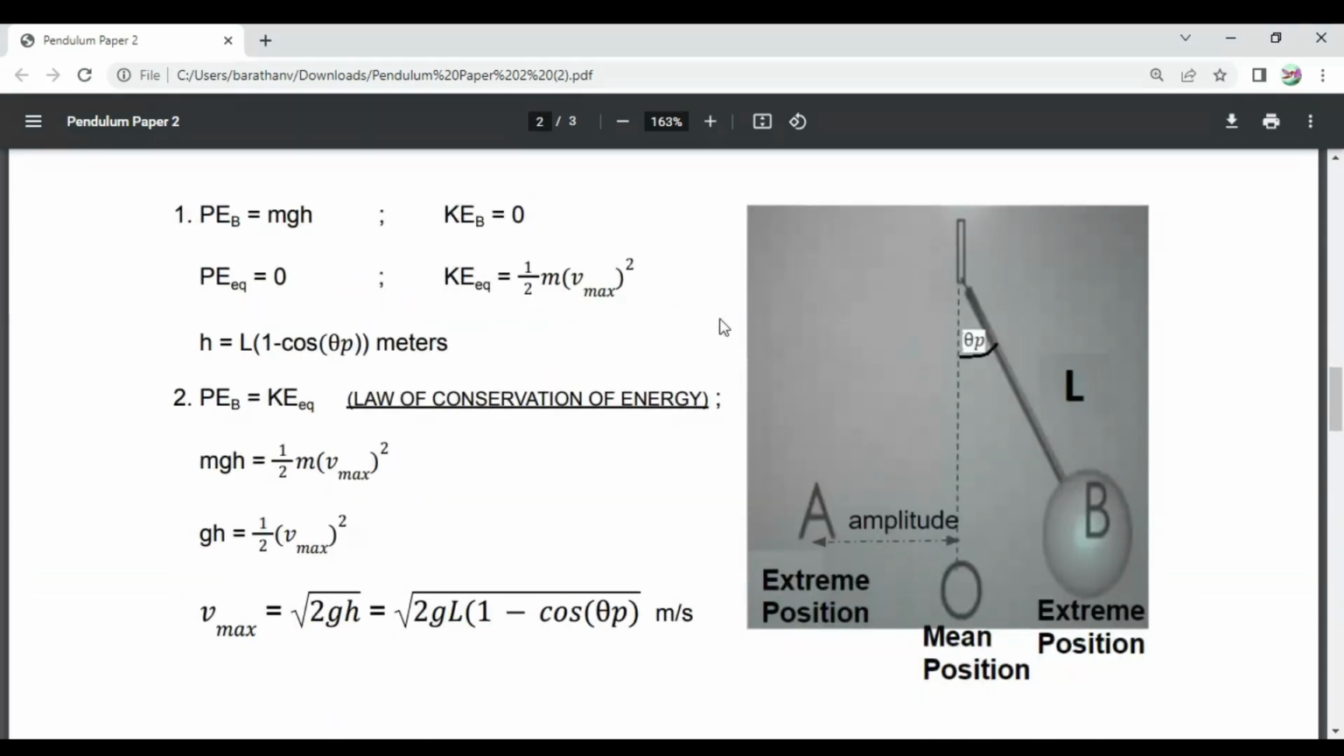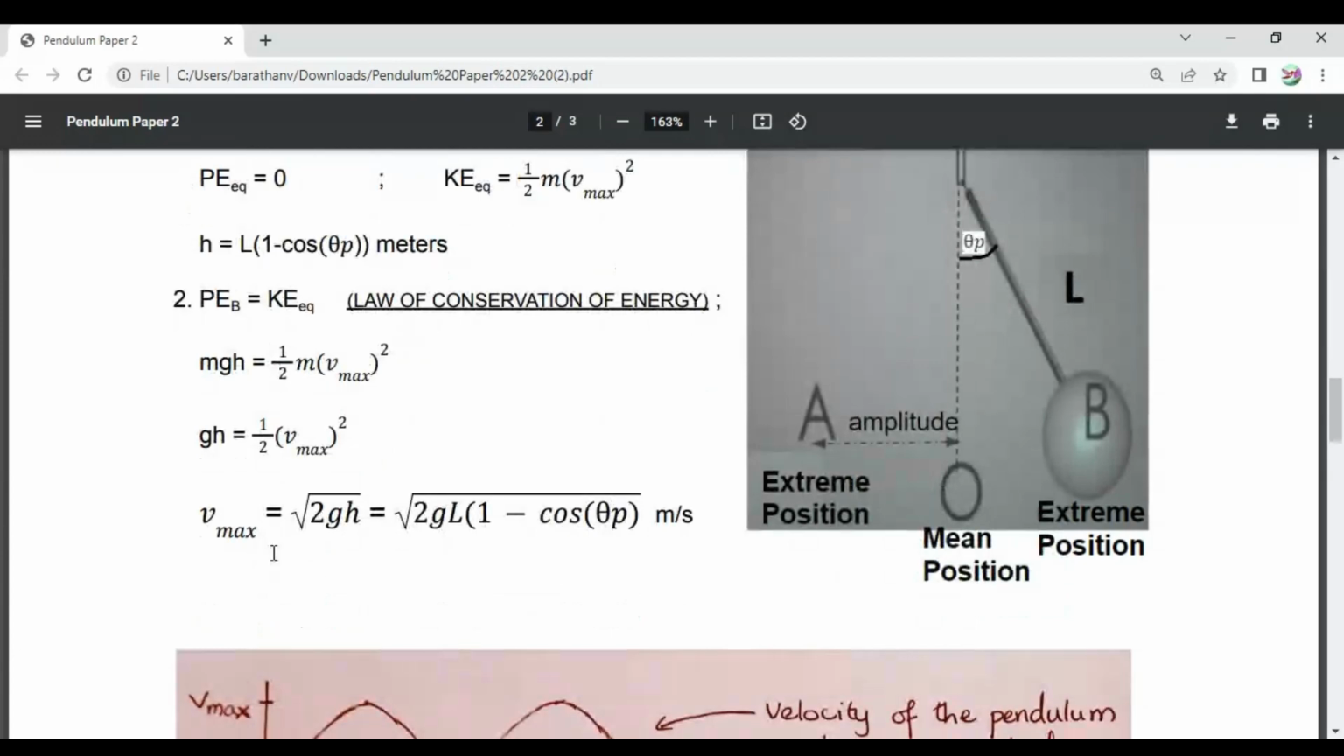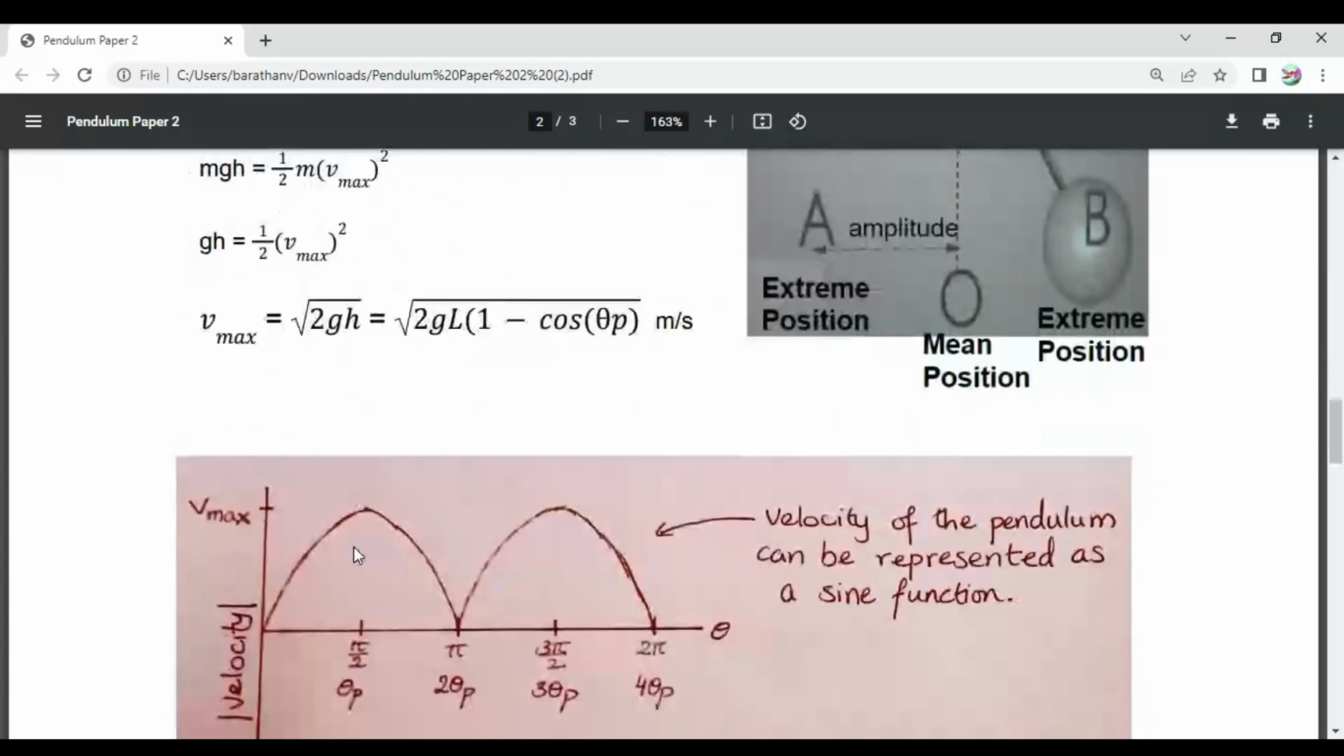Using the law of conservation of energy, which states that potential energy plus kinetic energy is constant at any point in the swing, we can see that the potential energy is maximum at extreme positions while the kinetic energy is zero, and in the mean position, kinetic energy is maximum while potential energy is zero. Using this, we can derive our maximum velocity at equilibrium to be root of 2gh.